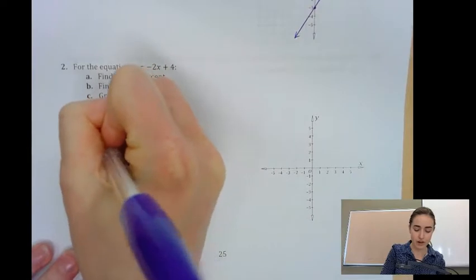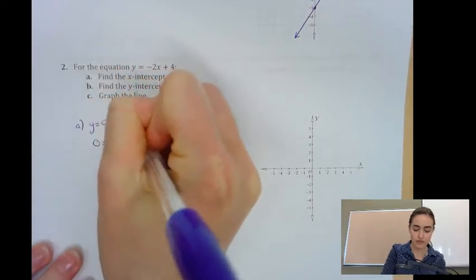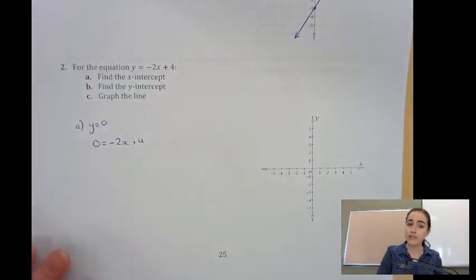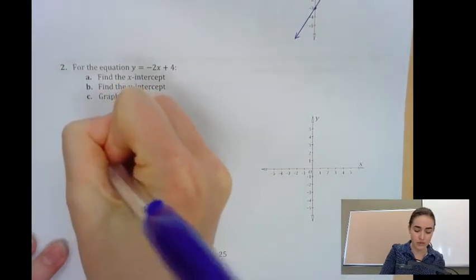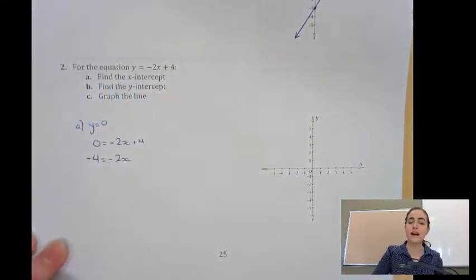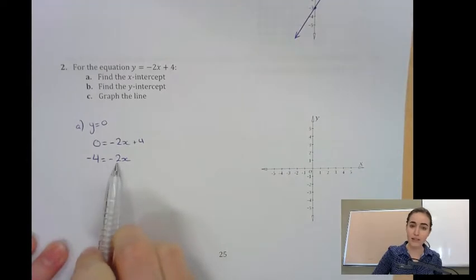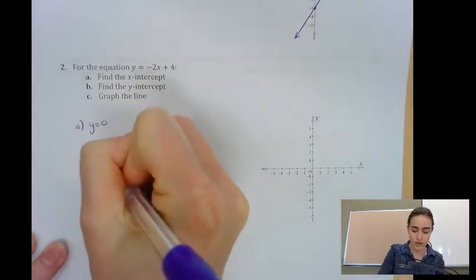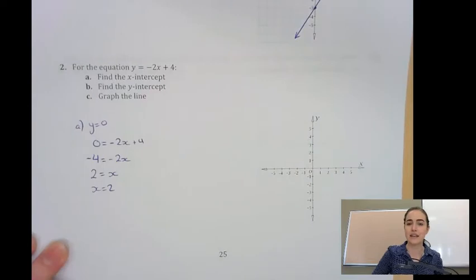So we're going to have 0 equals minus 2x plus 4. If I subtract 4 from both sides, I'm going to end up with minus 4 equals minus 2x. And then if I divide both sides by minus 2, I'm going to end up with 2 equals x, or I could write it as x equals 2. So that's actually come out with the same x-intercept as our first example.